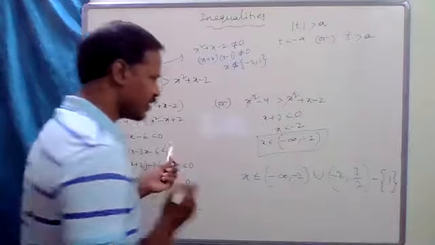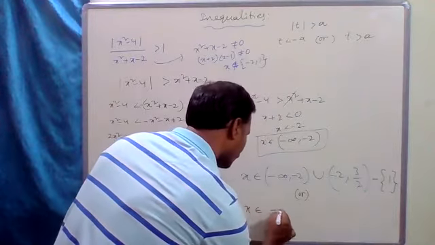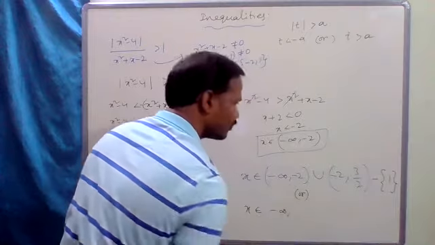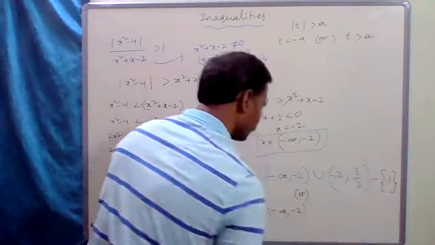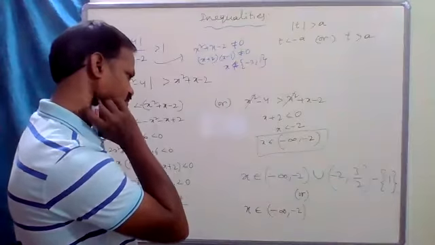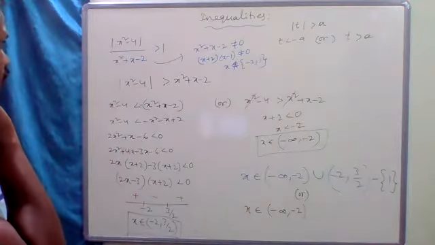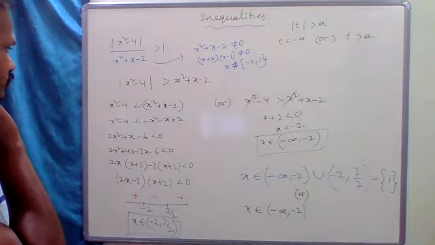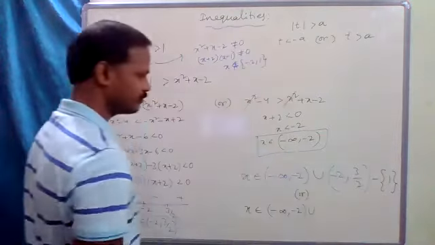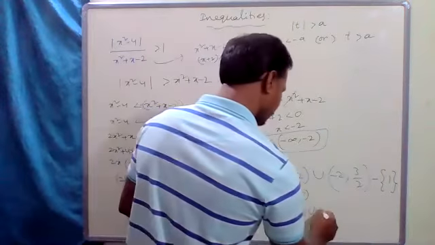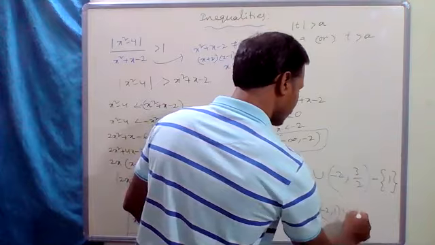Of course, otherwise you can write this another way also. x belongs to (−∞, −2) union (−2, 1) union (1, 3/2).